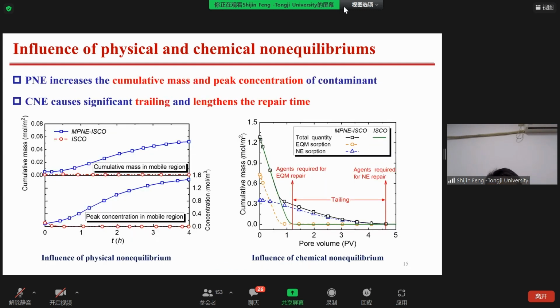We further draw the detailed information in the left figure. We can see that the cumulative mass and the peak concentration of contaminants in the mobile region increase due to the PNE after the remediation. In the right figure, CNE causes significant tailing of the remediation duration. This explains why it's so difficult to completely repair the contaminated sites.